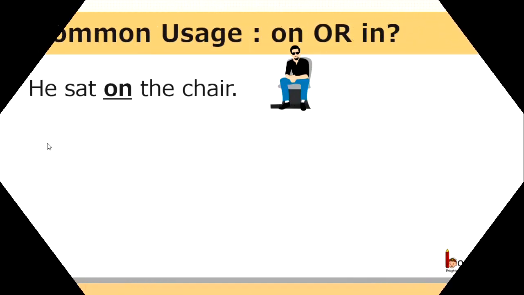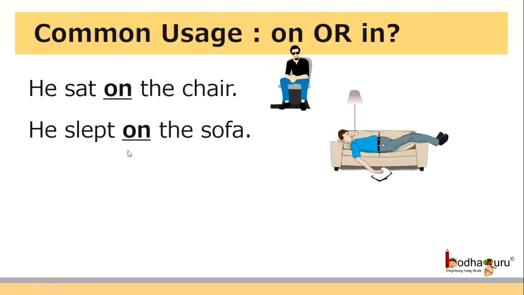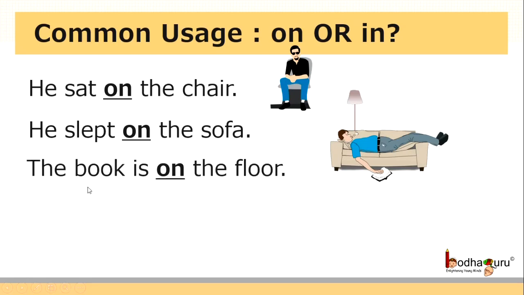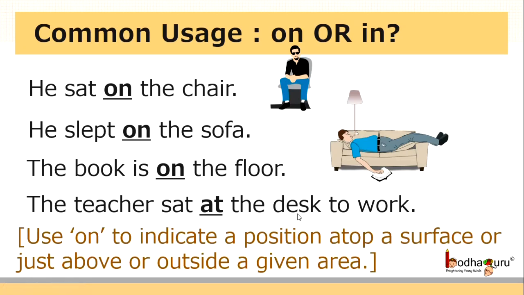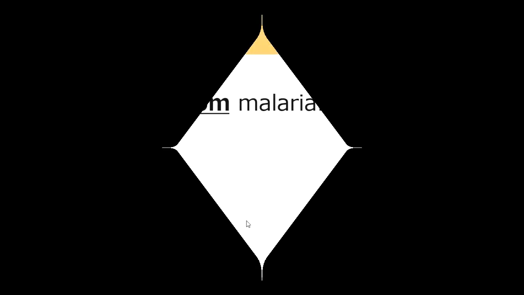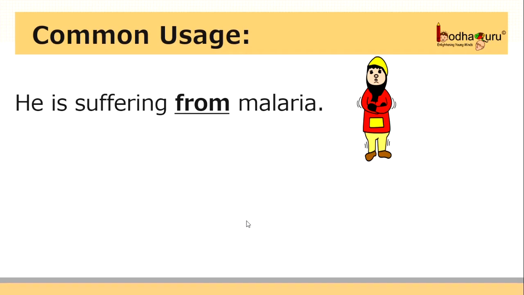He sat on the chair. He slept on the sofa. The book is on the floor. The teacher sat at the desk to work. So what do we see? We use on to indicate a position atop a surface. That means on the surface or just above or outside a given area. And also note, when we are using the desk, we have to use the word at because we don't sit on the desk.